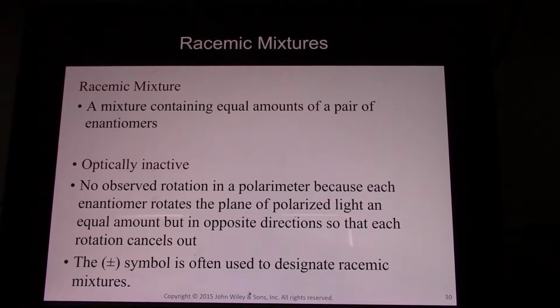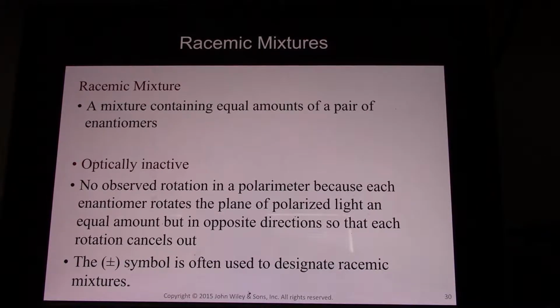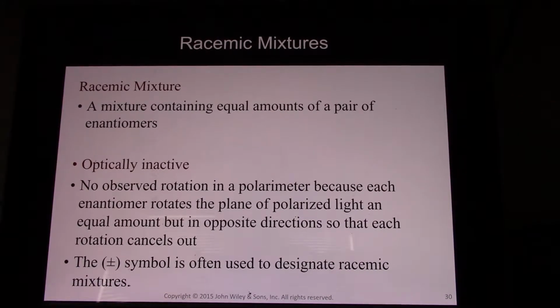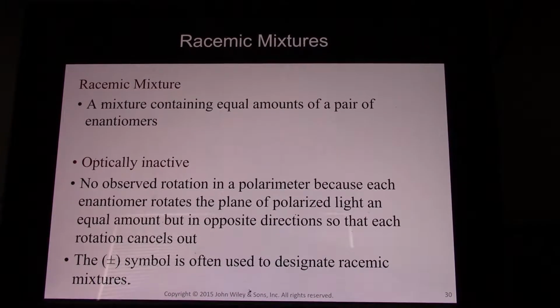A racemic mixture is containing equal amounts of a pair of enantiomers. So it's 50% one of the isomers and 50% the other isomer. Because the 2 isomers are rotating light in opposite directions, the overall effect is no rotation. And so racemic mixtures are optically inactive.